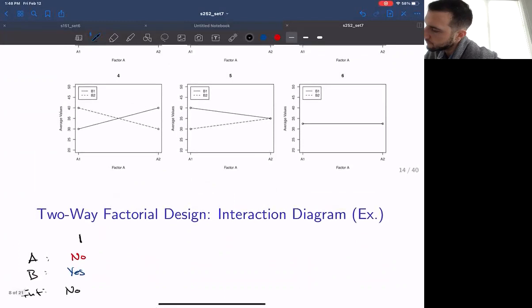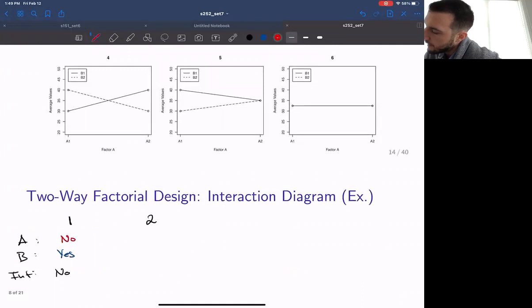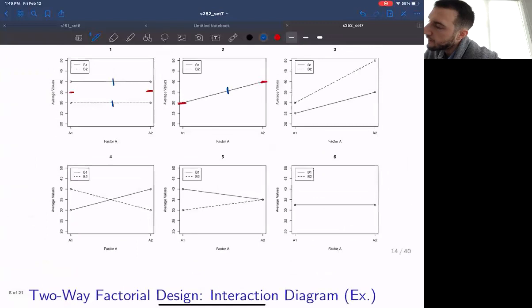All right, in part two, we start by comparing the stack points of the lines. So these lines sit right on top of each other, but for A, we're comparing the two dashes. So we can see that at A2, we have a higher value than at A1. So that means that we have yes for a main effect for A. Then we can see that the two lines are sitting on top of each other. So their average is going to be at the same point. So that indicates no main effect for factor B. Finally, the lines are parallel to one another. So that indicates no interaction, just like before.